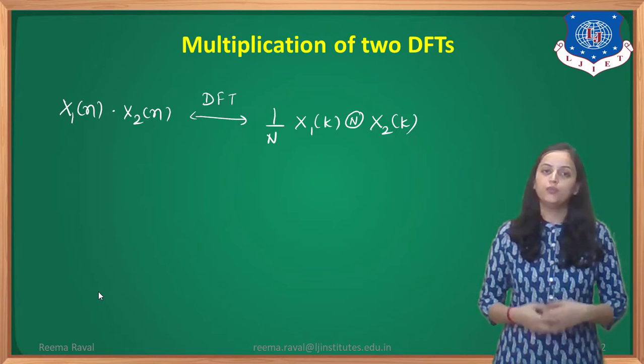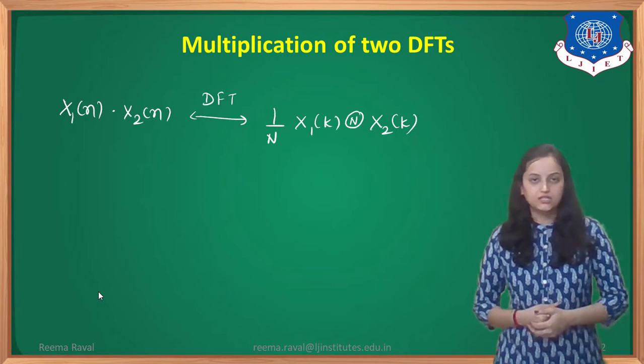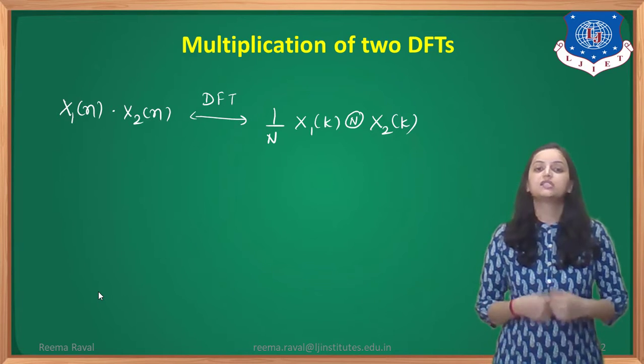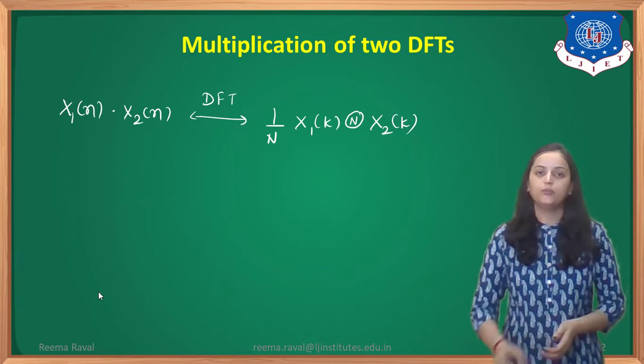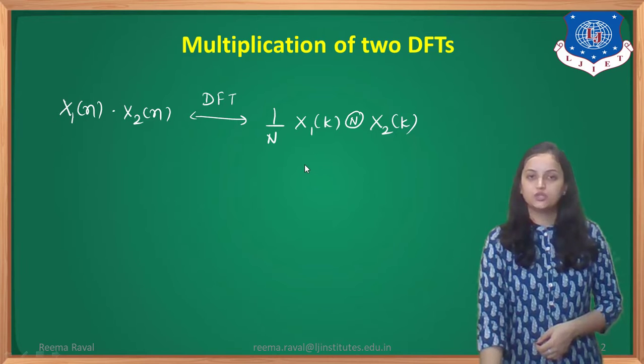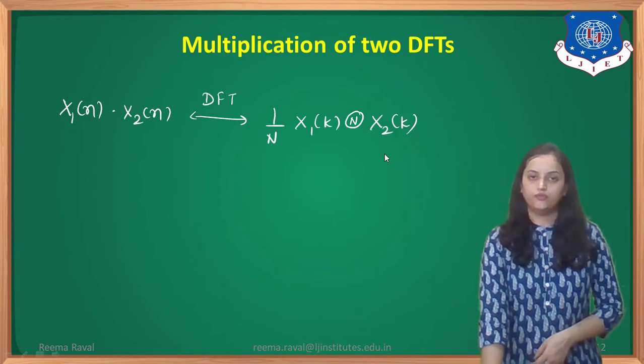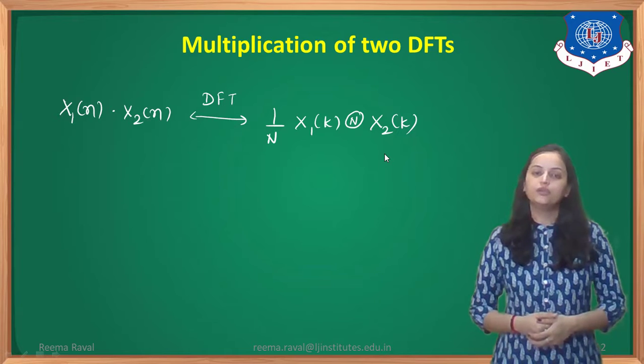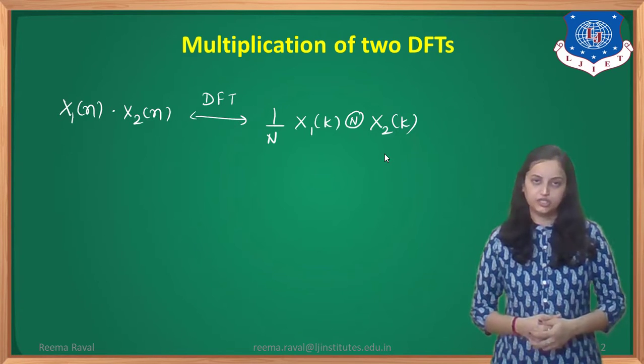Okay. Now let's move to the next property, that is multiplication of two DFTs. That means if we want to multiply two discrete Fourier transforms, it will give the circular convolution with the formula 1 by N, that is equal to X1 of k circular convolution for N point with X2 of k. We will see the circular convolution and its examples in the next session.